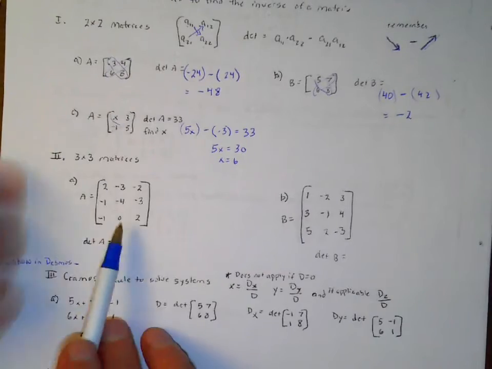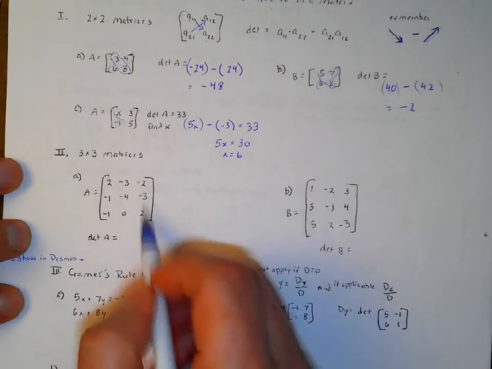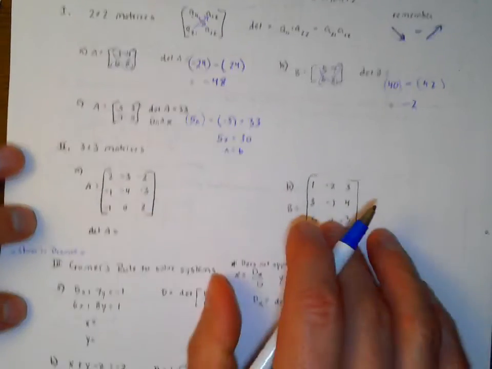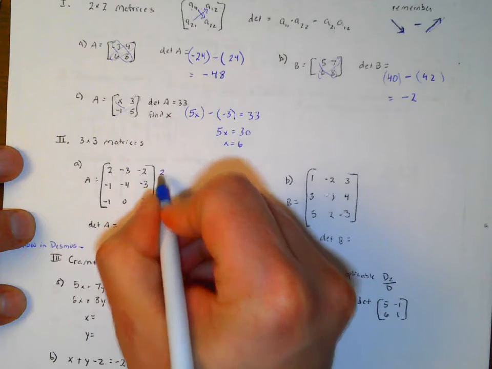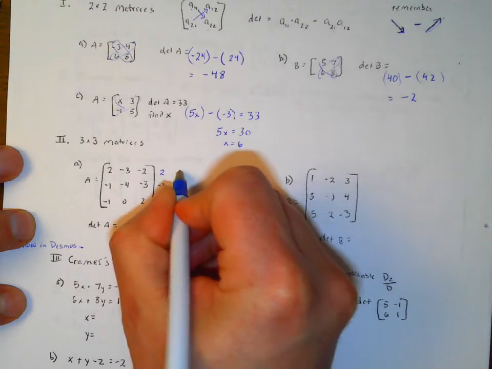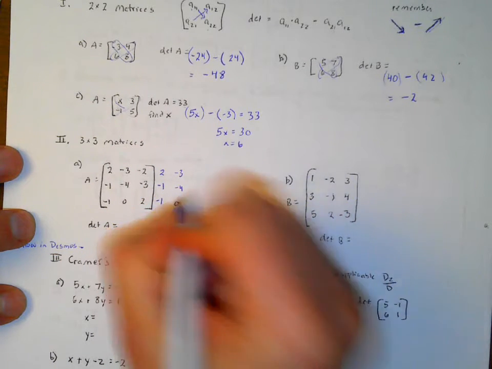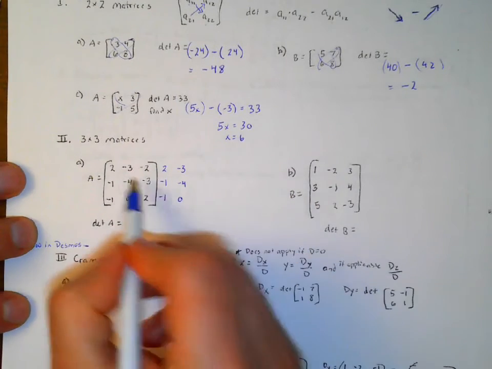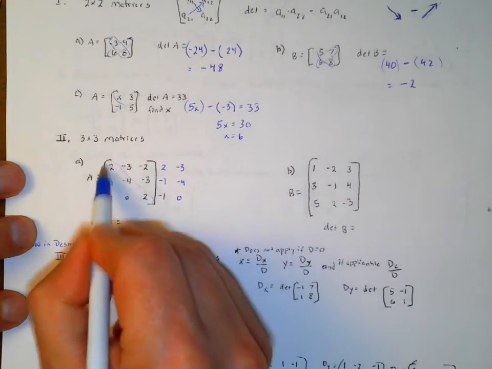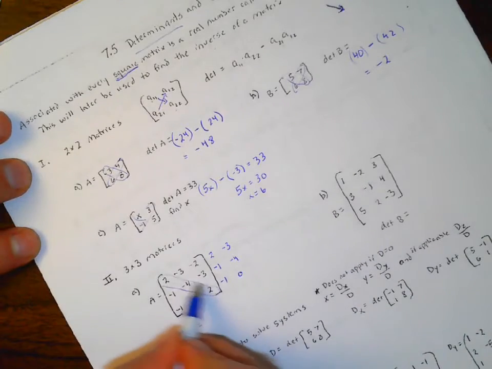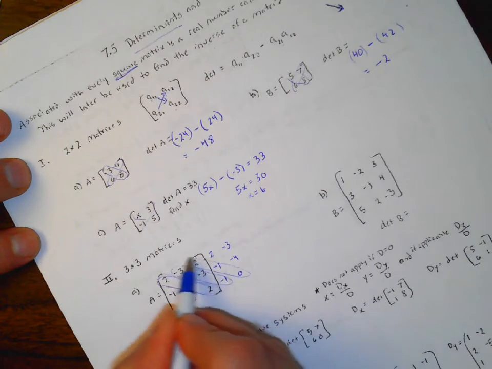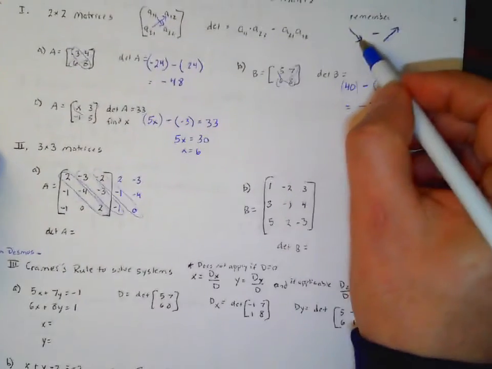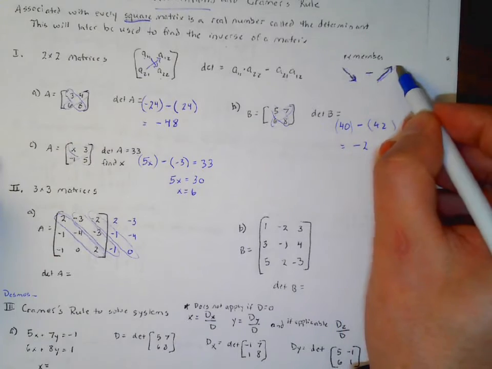Now a 3 by 3 matrix. I'll teach you how to do this one. It's a little bit harder. So what we're going to do is take these first two columns and rewrite them. Now there's going to be 3 of them that go this direction. I'm going to circle them here. So we're still thinking this direction minus that direction.